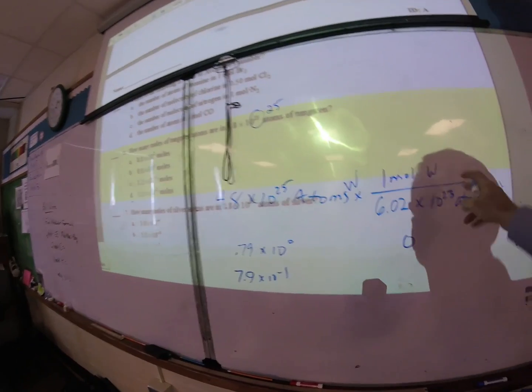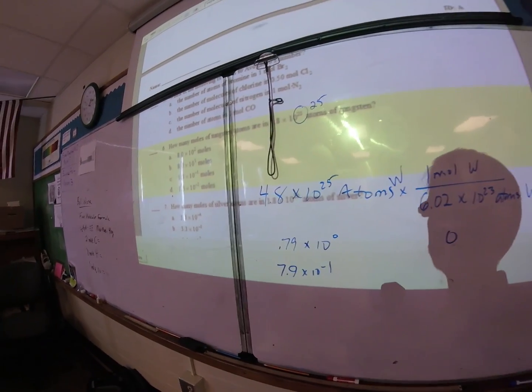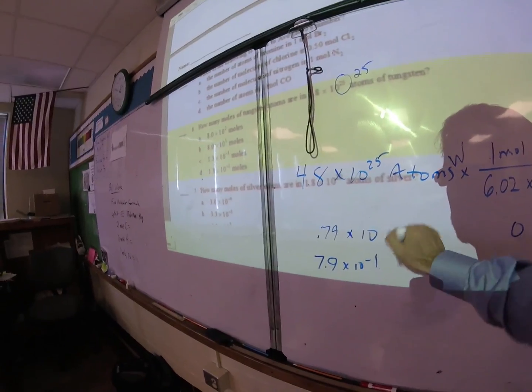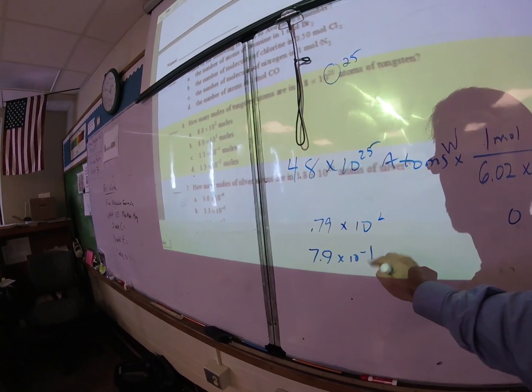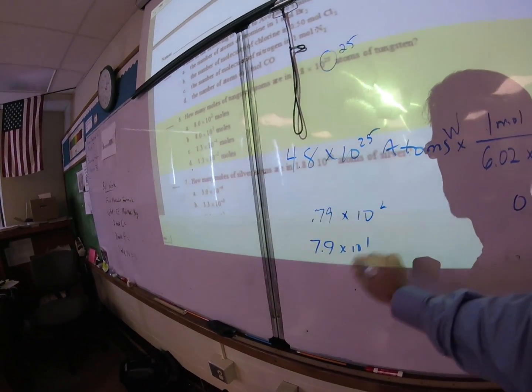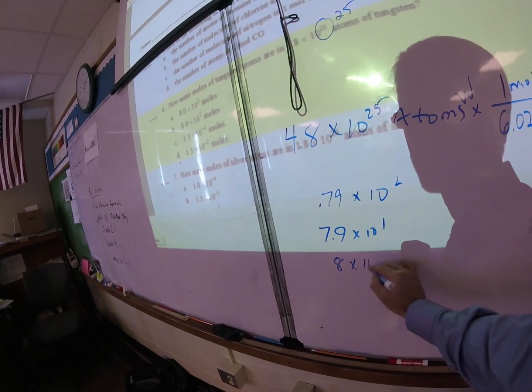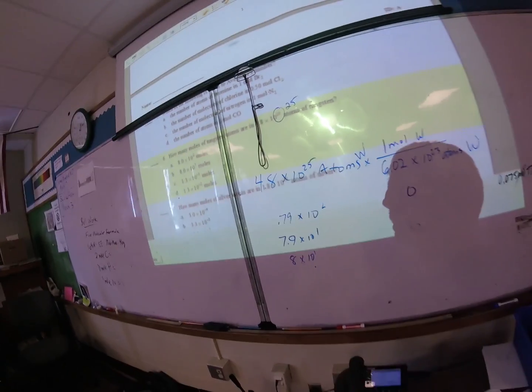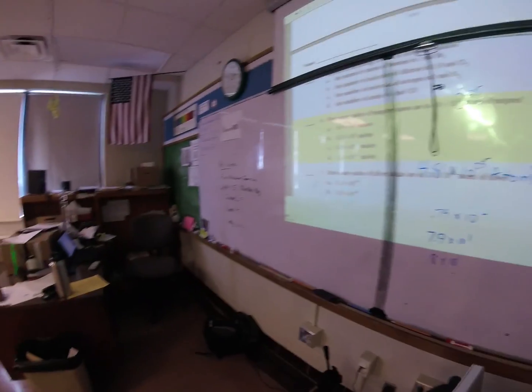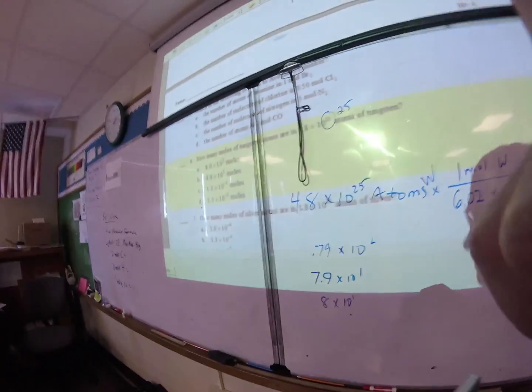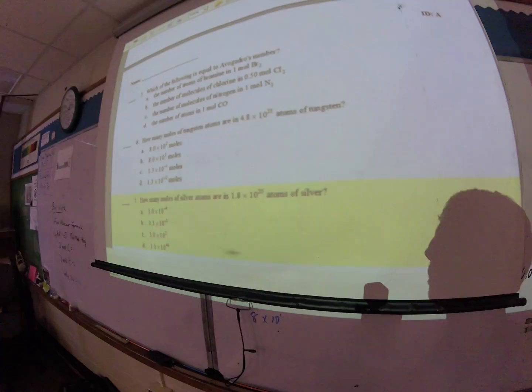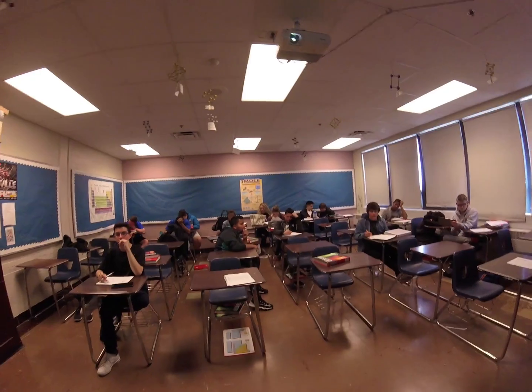So 25 minus 23 is 2, right? So that's going to be 10 to the 2. Then you move the decimal over, it's going to be 10 to the 1. So they're rounding this to 8 times 10 to the 1, which is B. And that is correct. See how we did that?